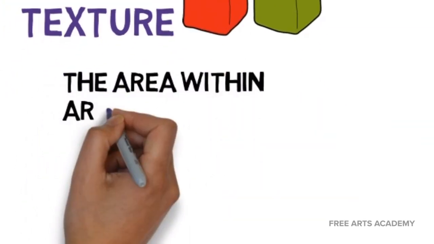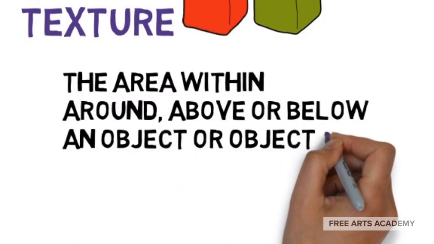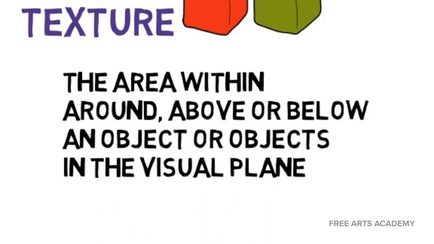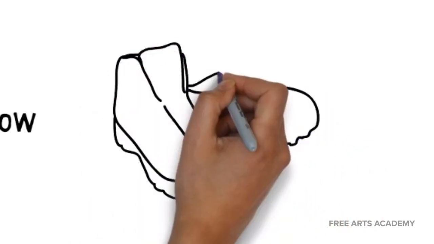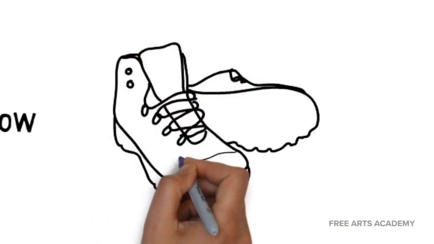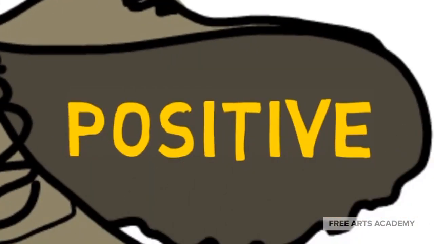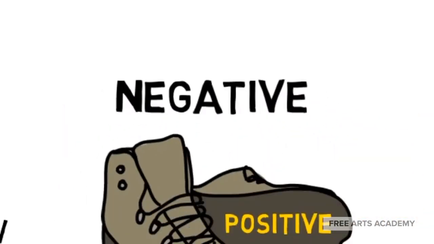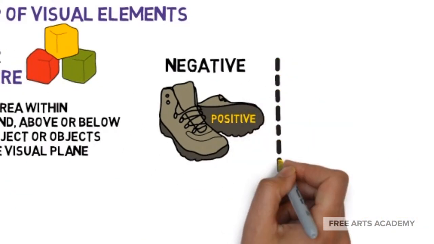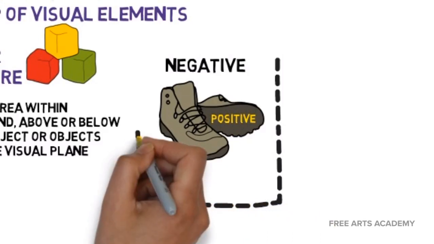The word space denotes the area within, around, above, or below an object or objects within the visual plane. Negative space is known as the area around the primary objects in a work of art. Positive space is a space occupied by the primary objects in a work of art. In the example of these boots, the positive space is taken up by the boots and negative space surrounds it.